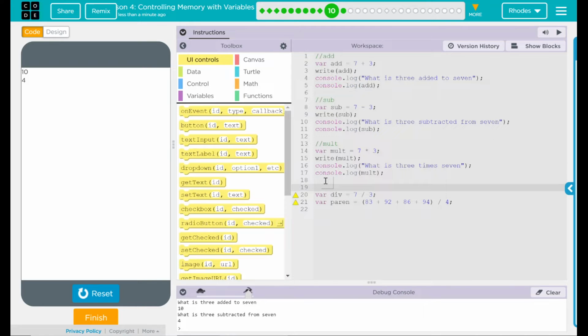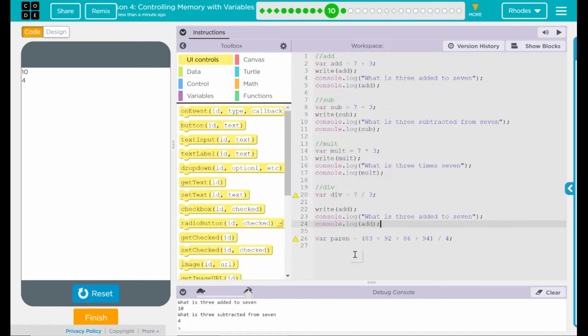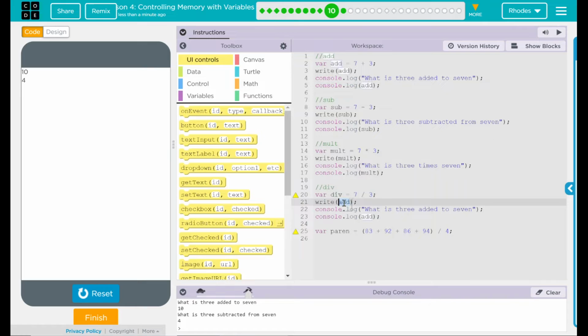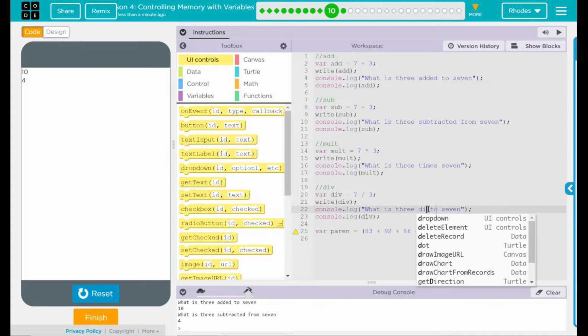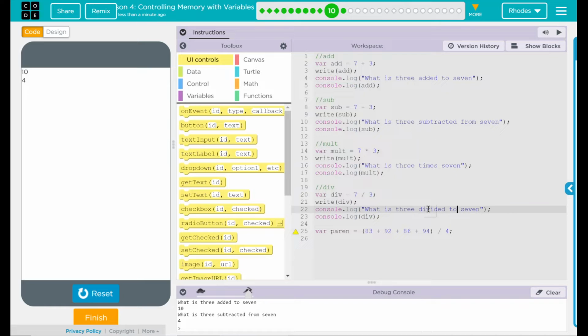Let's go ahead and finish these out before we hit run. I'm going to comment and do division next. Paste in what I have here. We are going to change our variables. Our variable is division this time, so make sure it is written in. And then this is 3 divided by 7.